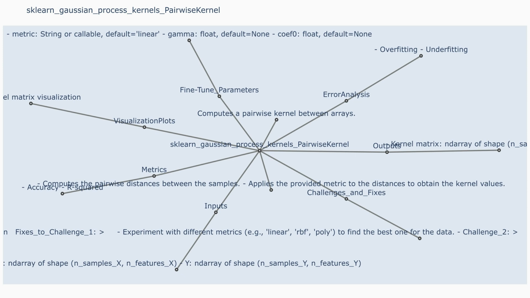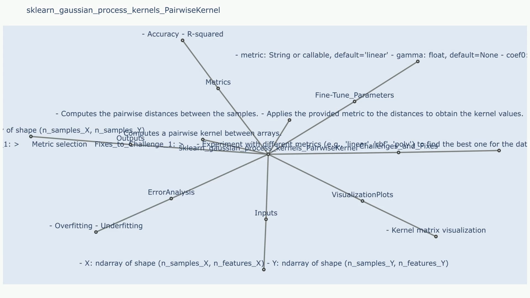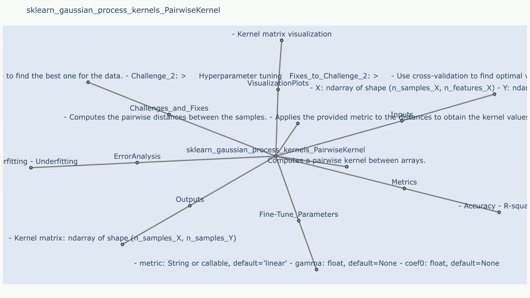Sklearn, Gaussian process, kernels, pairwise kernel. Description. The pairwise kernel is a versatile kernel that allows for the construction of custom Gaussian process kernels based on a user-defined function that measures the similarity between pairs of data points. This function provides a great deal of flexibility for modeling diverse relationships between data points and capturing complex patterns.